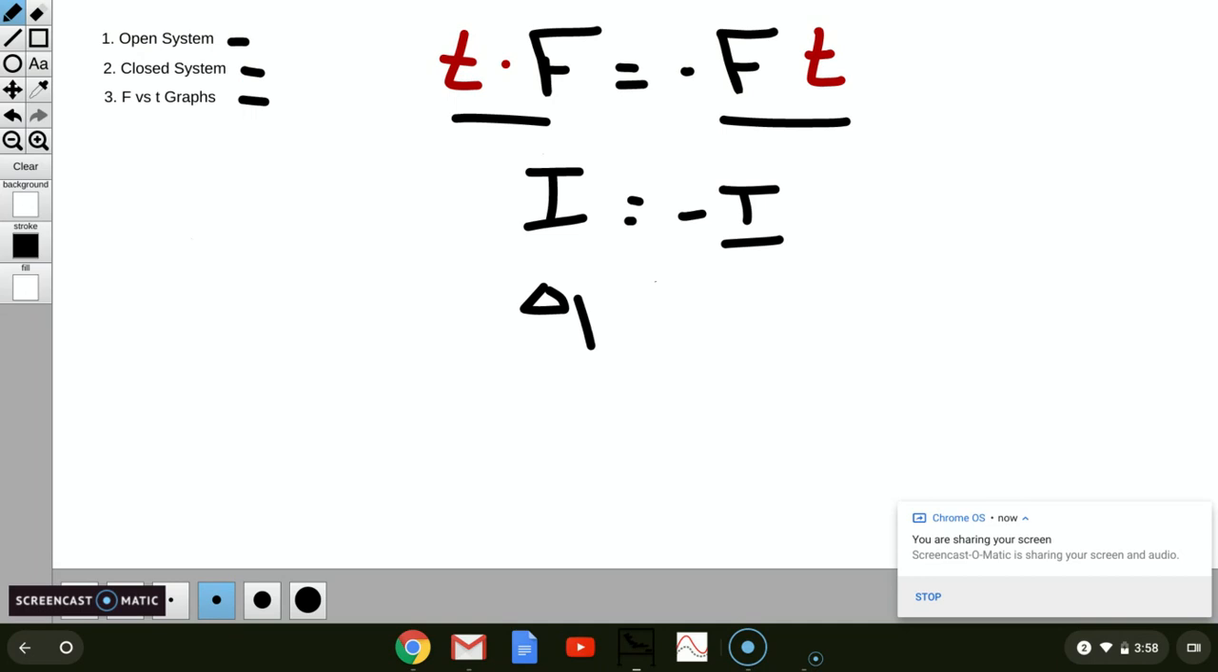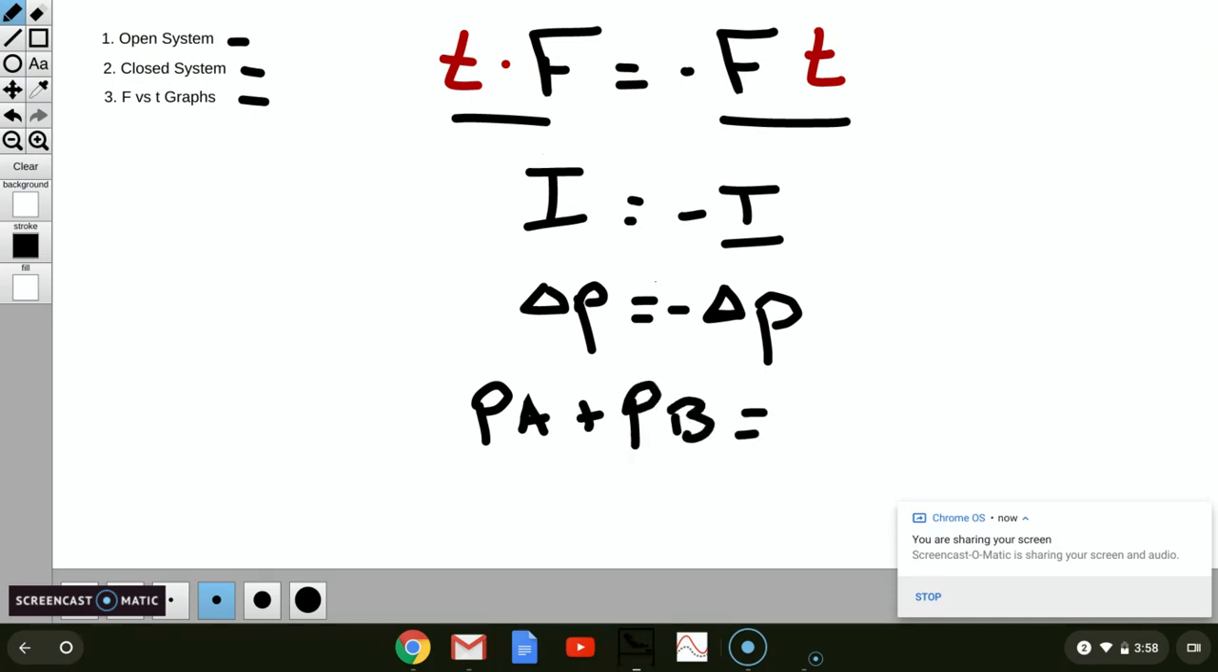That's the same as the change in momentum for one is equal to the negative change in momentum of the other. What ends up happening is that the initial momentum of object A plus the initial momentum of object B is equal to the final momentum of object A plus the final momentum of object B. Or, as we started with, the initial momentum is equal to the final momentum.